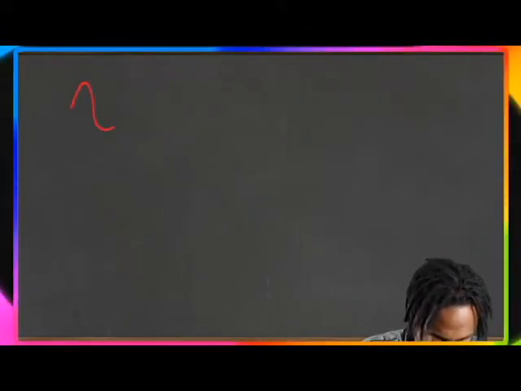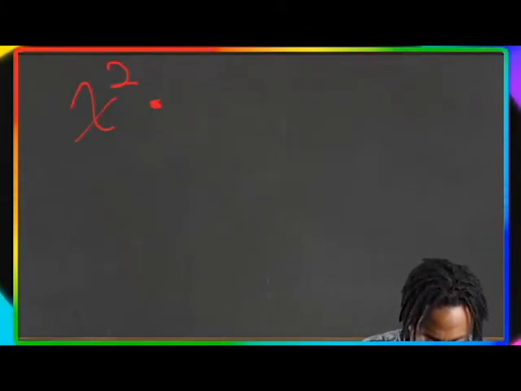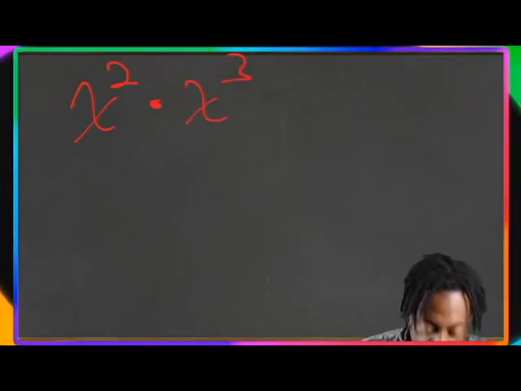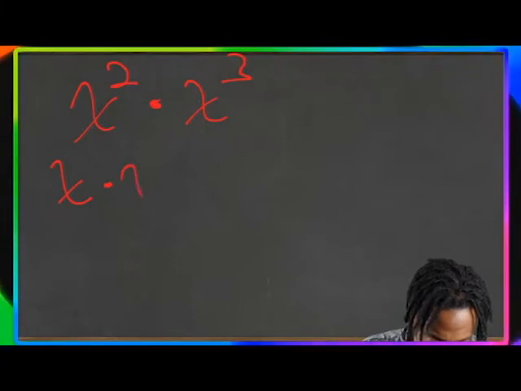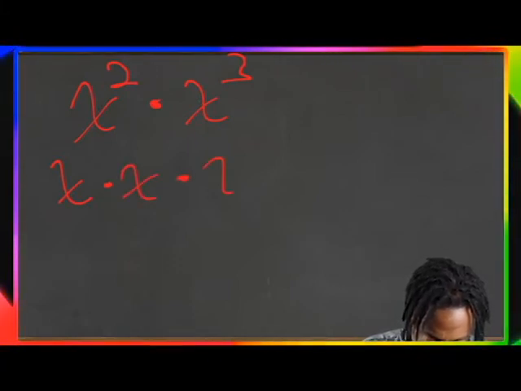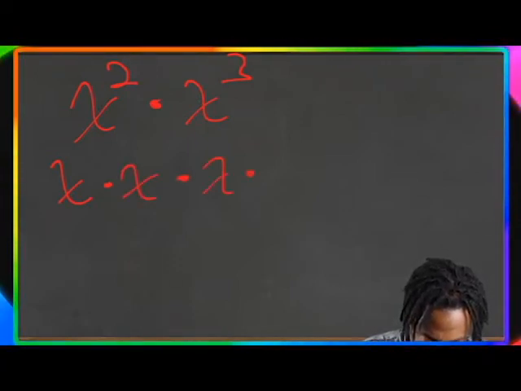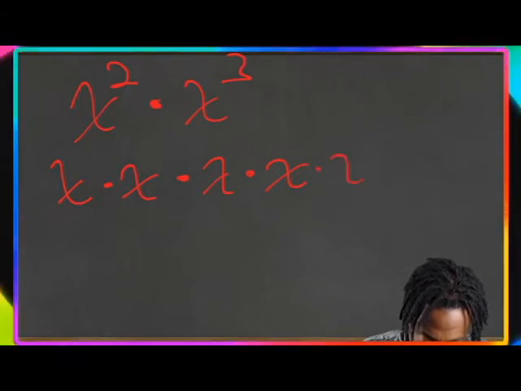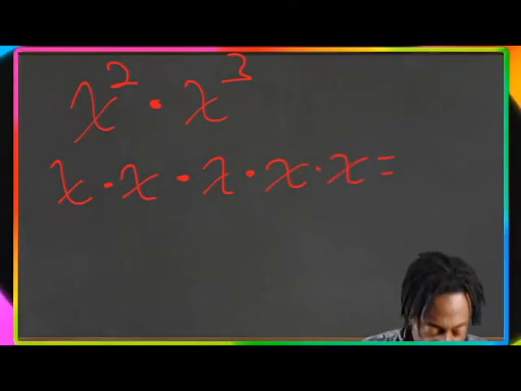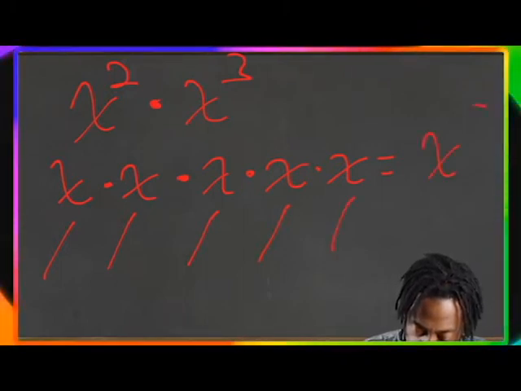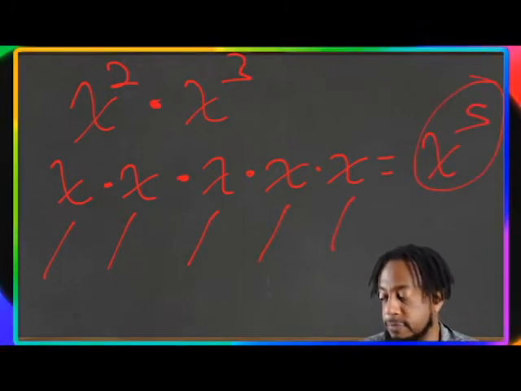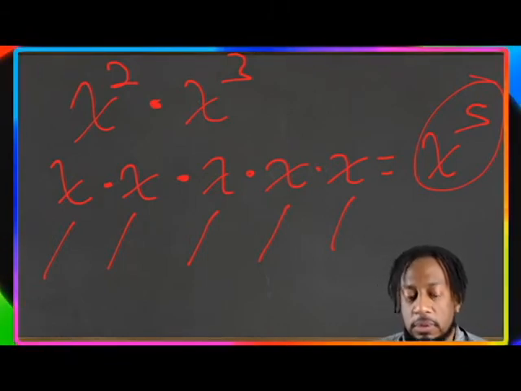There's another way. We can break this down even more. So we got x squared times x to the third. If you expand it, you have 2 x's here times 3 x's here, right? So another way you can see it, that'll give you 1, 2, 3, 4, 5 x's. So x to the 5th, x raised to the 5th power. All right.